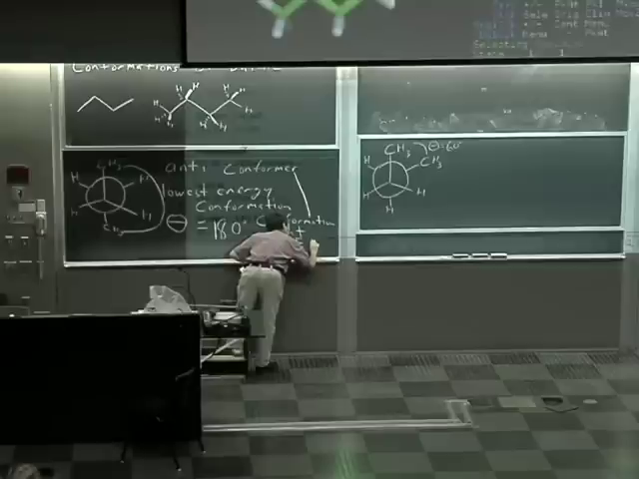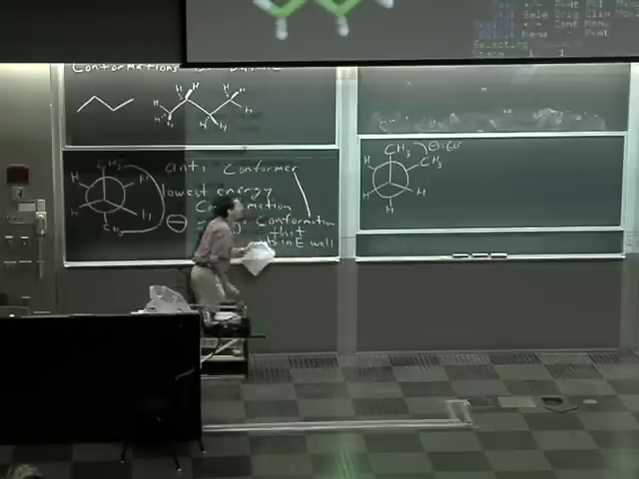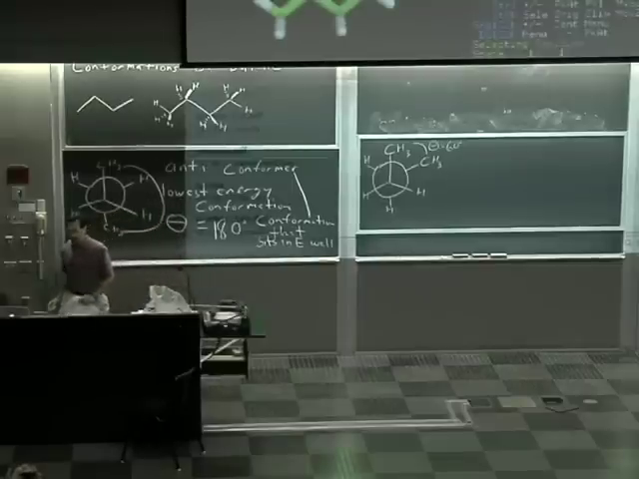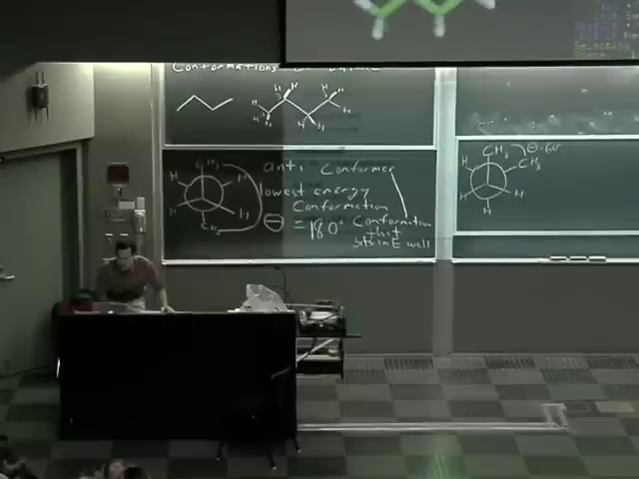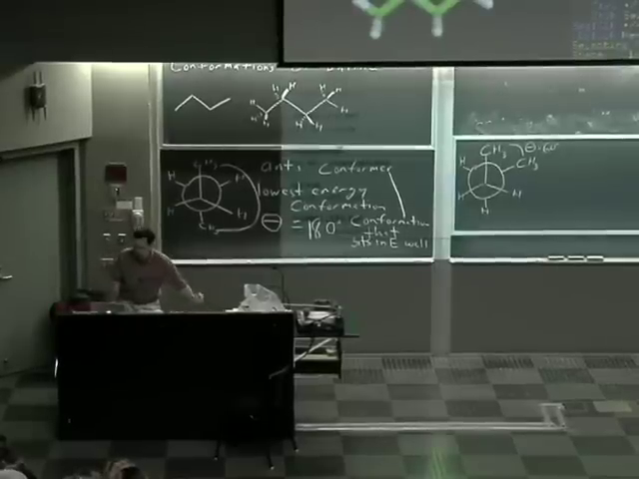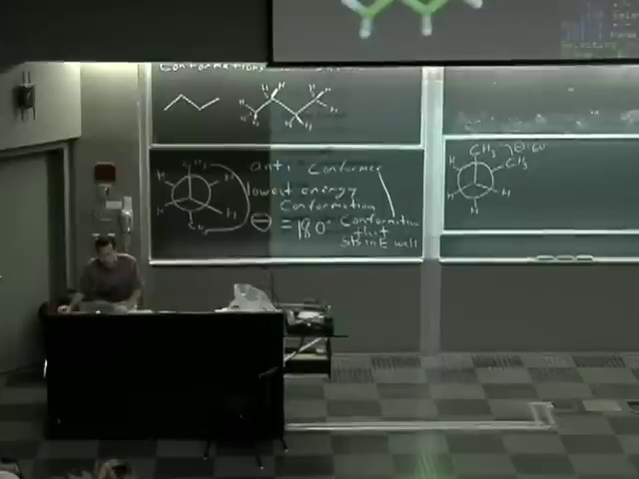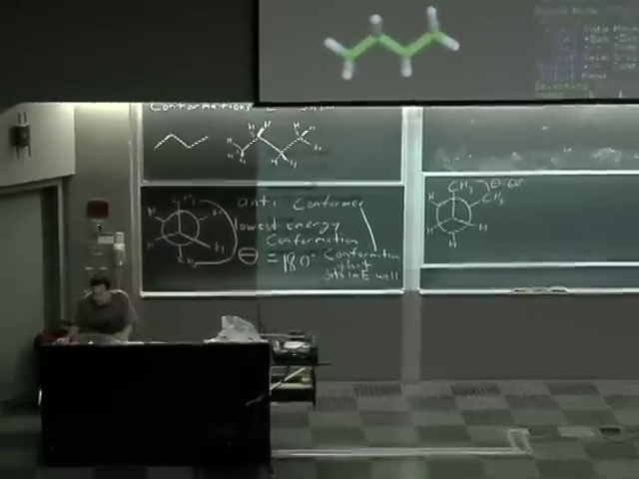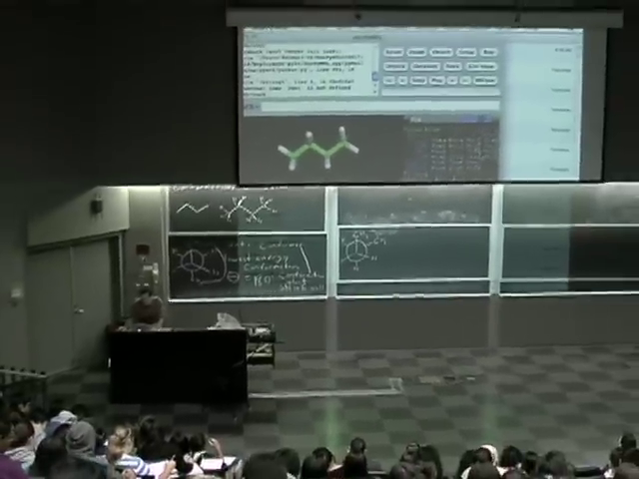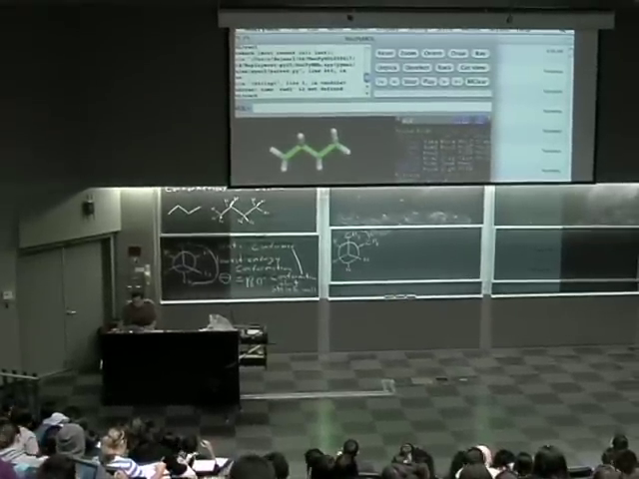I'll just abbreviate this as E for energy because I'm running out of space here. You'll see what I mean in just a second. So let's see if I can show you what I'm doing here. What you're going to imagine is that we're going to rotate about the central carbon-carbon bond. Let's see if I can do that on our model here.